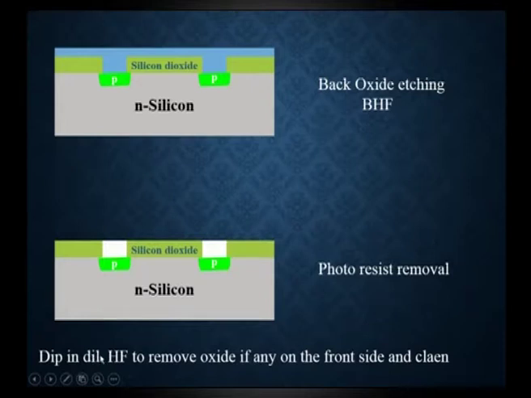So, this can be again diluted HF to remove oxide, if any, on the front side, and it has to be cleaned. Now everything has to be in the form of N and P type material, which will be formed at this step, where we find the N and P type and also the silicon dioxide with the photoresist layer etched from here.